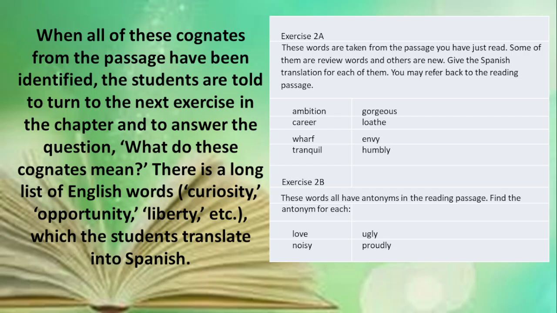When all of these cognates from the passage have been identified, the students are told to turn to the next exercise in the chapter and to answer the question, what do these cognates mean? There is a long list of English words, which the students translate into Spanish. The next section of the chapter deals with grammar. The students follow in their books as the teacher reads a description of two-word verbs.